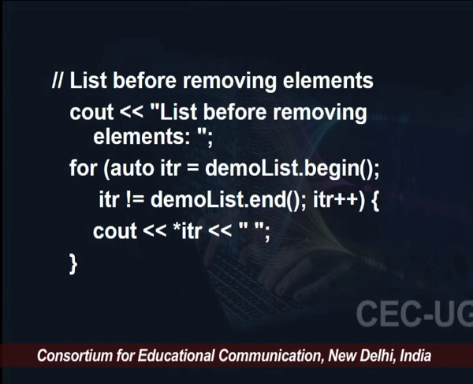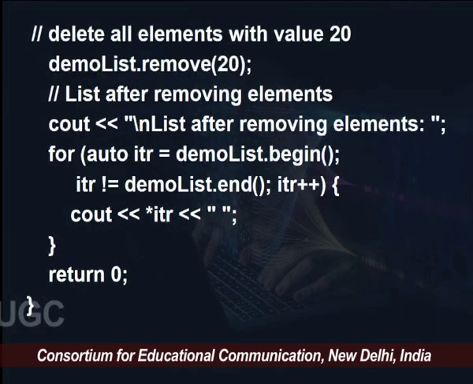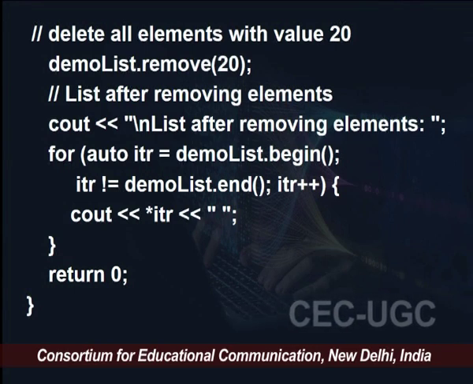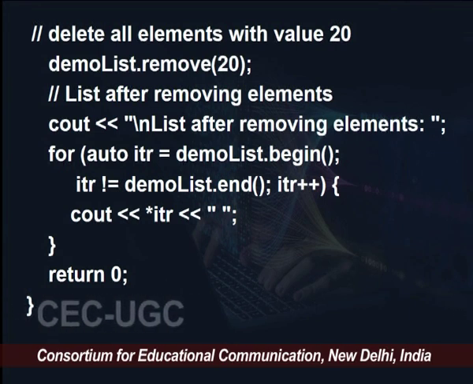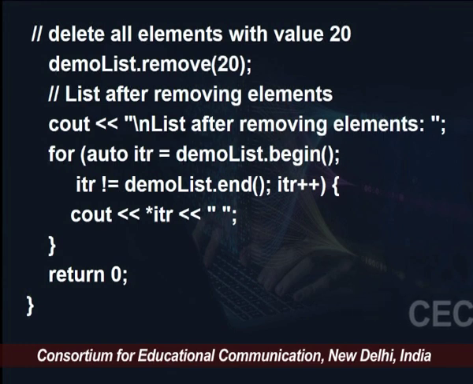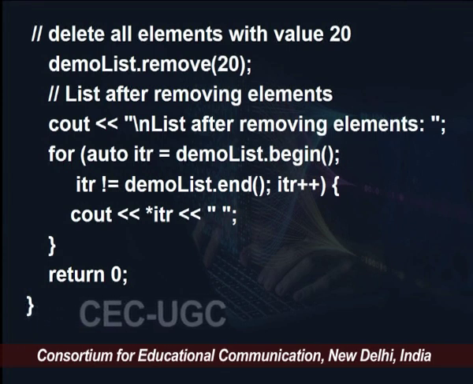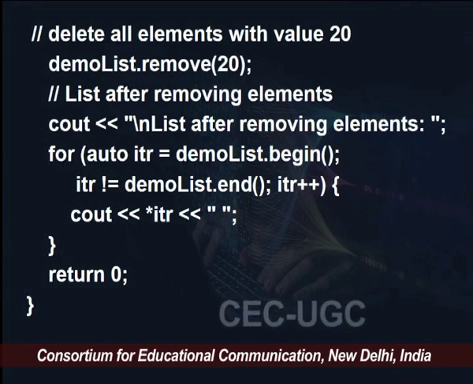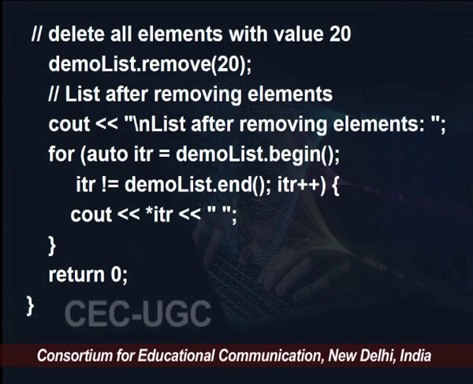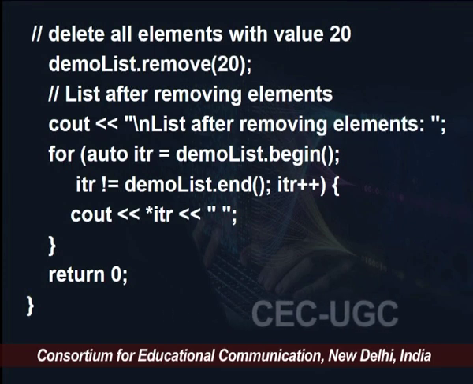Now, we will use the function remove to remove some elements, and here the agenda is to delete all the elements with the value 20. The syntax of remove is very simple, which says demo_list.remove, the value being passed here is 20. Then again after removal of the element 20, we need to print the list. So, again we are using the same strategy: for auto itr = demo_list.begin(); itr != demo_list.end(); itr++, and we need to print *itr.